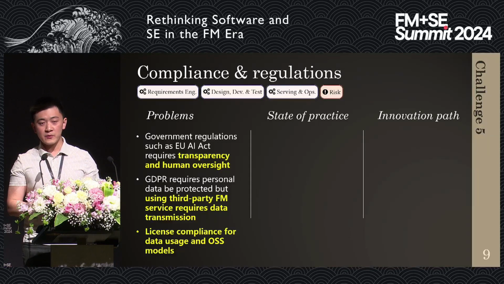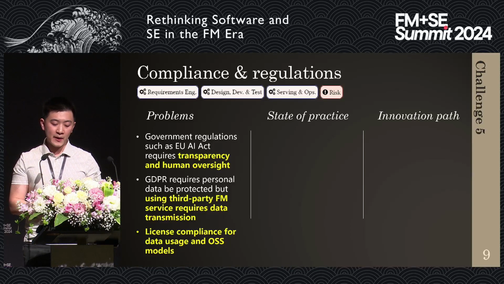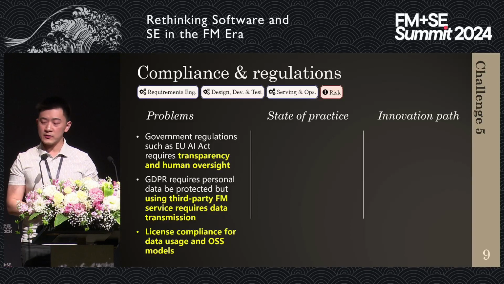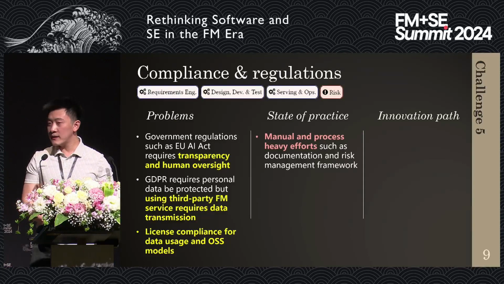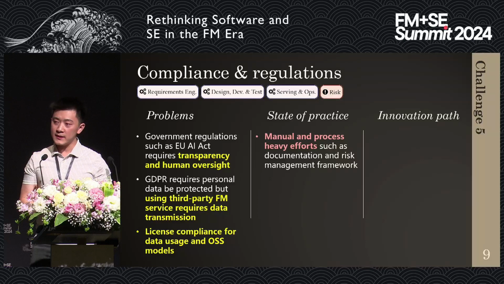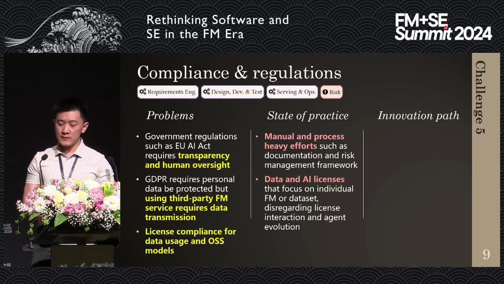And not to mention the whole development process involves several different aspects of license compliance for data, model, and also the generated outcome. And even when we're using an open source model, a lot of times we're bound by the ever-changing terms of such models that could pose compliance risks for the application. So the state of practice usually involves heavy manual processes, such as documentation and risk management frameworks. Beyond the process, we are also seeing people doing work in the data and AI license field that focuses on individual foundation model or dataset licensing. But such individual foundation model and dataset licensing disregards license interaction among different assets. And also, if we are thinking about agentware, and agentware is ever evolving, how this evolving nature poses risks to compliance is a brand new problem as well.